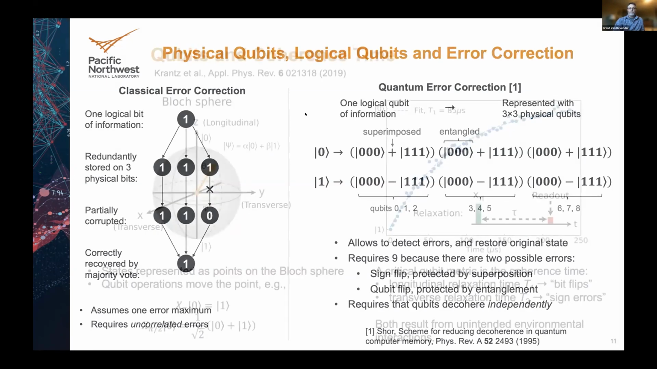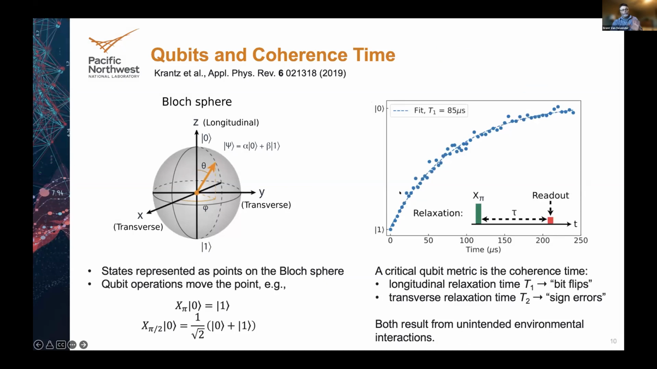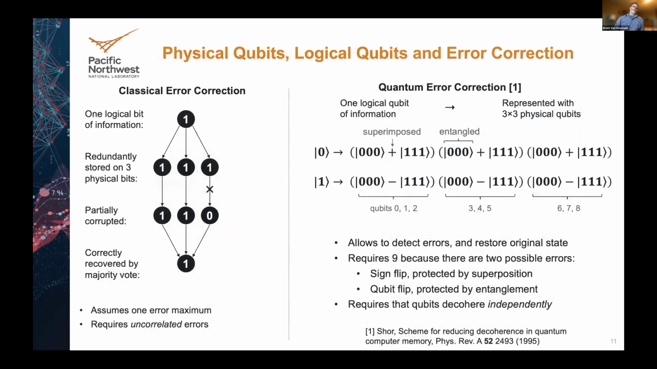So clearly we're going to have errors. We can prepare a 1 state, it will not stay a 1 state. So a couple of things. We want these qubits to stay in their state as long as possible. Tens to hundreds of microseconds is nowhere near long enough. But even still, they're going to have errors. And so we need to be able to correct those errors.